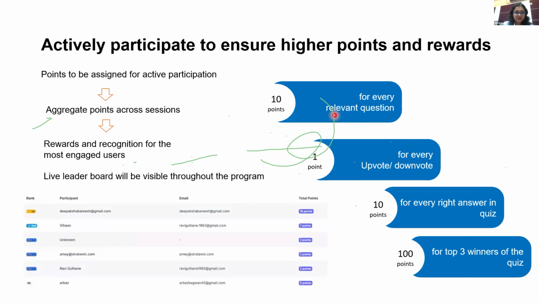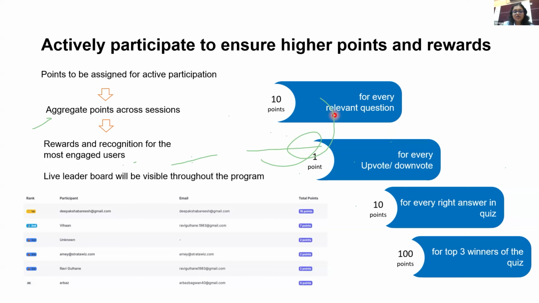The quiz winners will be decided during the post-session quiz. The participants giving the maximum number of answers in the shortest period of time would be the top three winners. Now it's also very important to stay active and actively engage and participate throughout the session. Ask questions, upvote, downvote, participate in the quiz, because we are assigning points for each of these. For every relevant question that you ask, you will get 10 points. For every upvote or downvote, you will get 1 point. For every right answer in the post-session quiz, you will get 10 points.